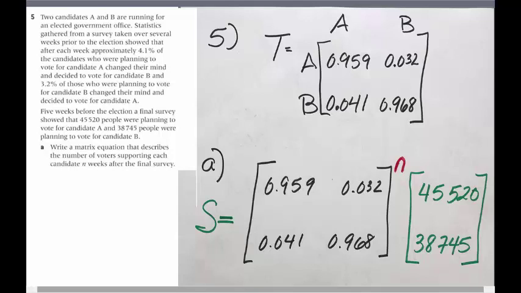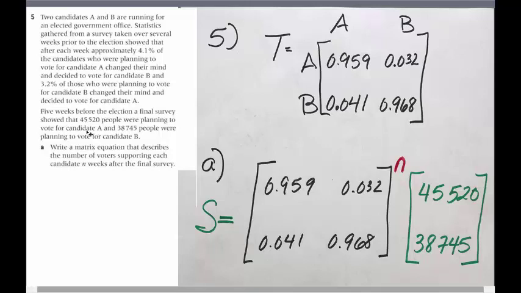Question number 5 is about candidates voting, and they tell you, though there's a mistake here, in that approximately 4.1% of the, should say, voters who are planning to vote for candidate A change their mind and decide for candidate B, and 3.2% who are planning to vote for candidate B change to candidate A.